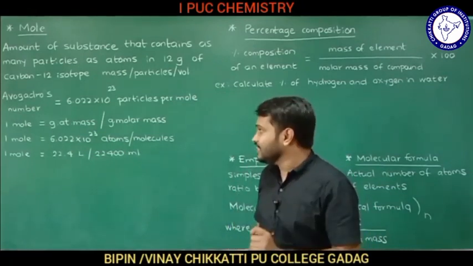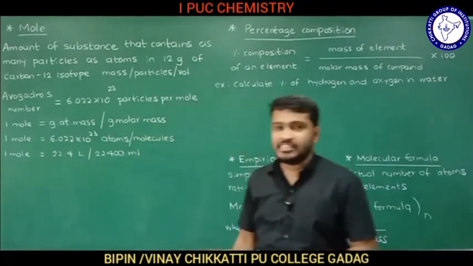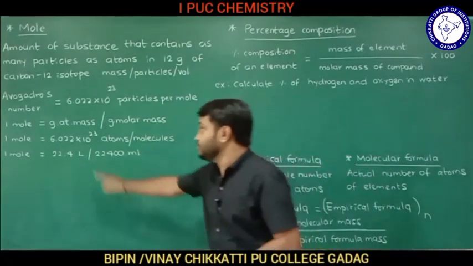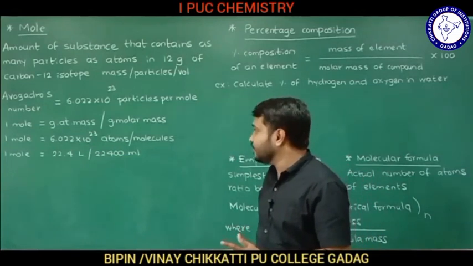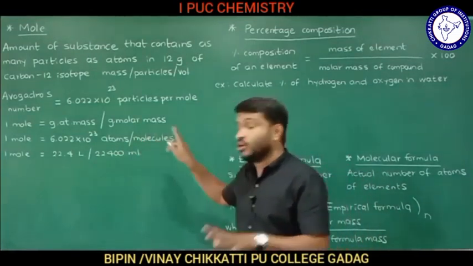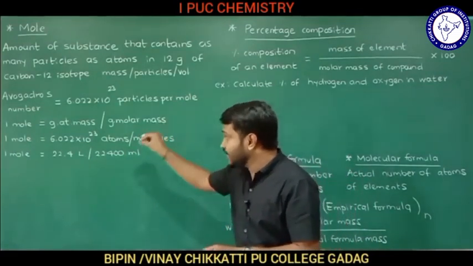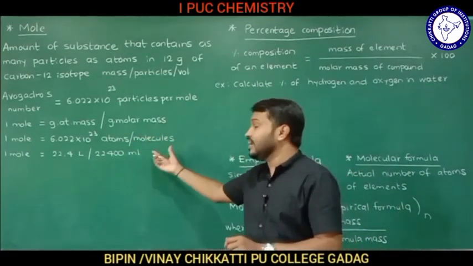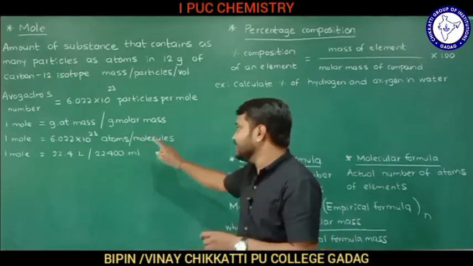Okay, and now we'll see the next one, in terms of particles. 1 mole of any substance is equal to Avogadro's number, 6.022 into 10 raised to 23 atoms or molecules. Again, if it is an element we say atoms; if it is a compound we say molecules. That depends on the given condition.